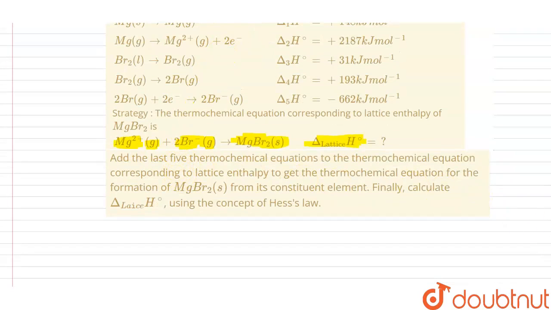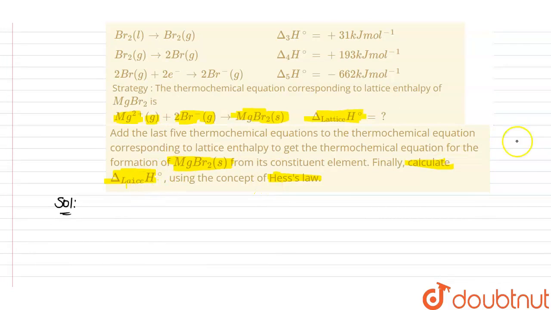Add the thermochemical equation corresponding to the lattice enthalpy to get the thermochemical equation for the formation of magnesium bromide solid from its constituent elements. Finally, calculate delta lattice H using Hess law. So what do you mean by Hess law? Hess law says the change of enthalpy in a chemical reaction is the same regardless of the steps. It may be several or different steps, but the enthalpy change remains constant. So by using Hess law, we find the lattice enthalpy of the given reaction.